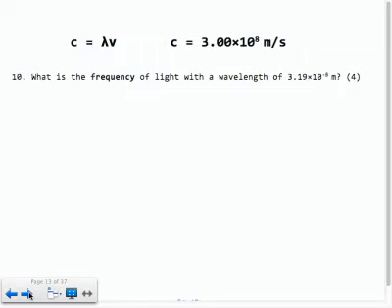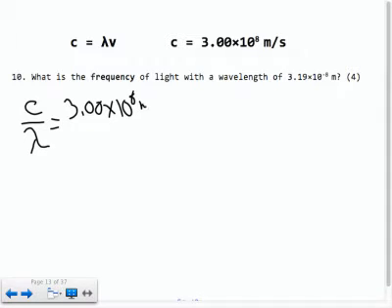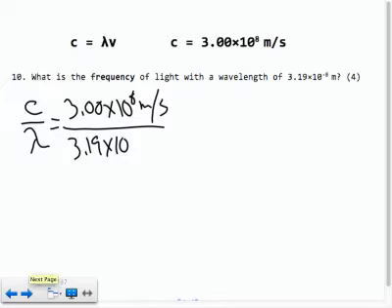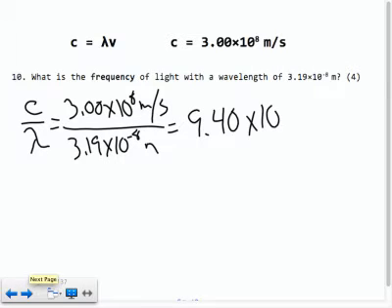What is the frequency of light with a wavelength of 3.19 times 10 to the negative 8th meters? Again, to find the frequency, you need to take the speed of light and divide it by the wavelength. So 3.00 times 10 to the 8th meters per second divided by the wavelength given, 3.19 times 10 to the negative 8th meters. So that gives you 9.40 times 10 to the 15th hertz.